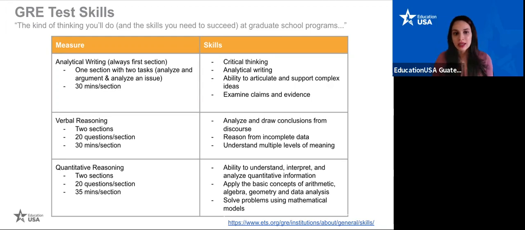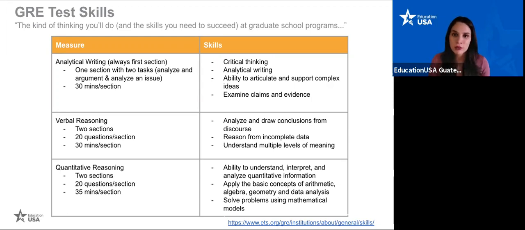Okay, so in the analytical writing part of your GRE test, this is one section for 2 tasks, right? Analyzing an argument and analyzing an issue. You should exemplify skills such as critical thinking, analytical writing, the ability to articulate and support complex ideas, and being able also to examine claims and evidence. So this is going to be really important for your GRE, but also remember, if you're looking at a graduate program in the US, these are things that are essential for your success at a graduate program in the US.